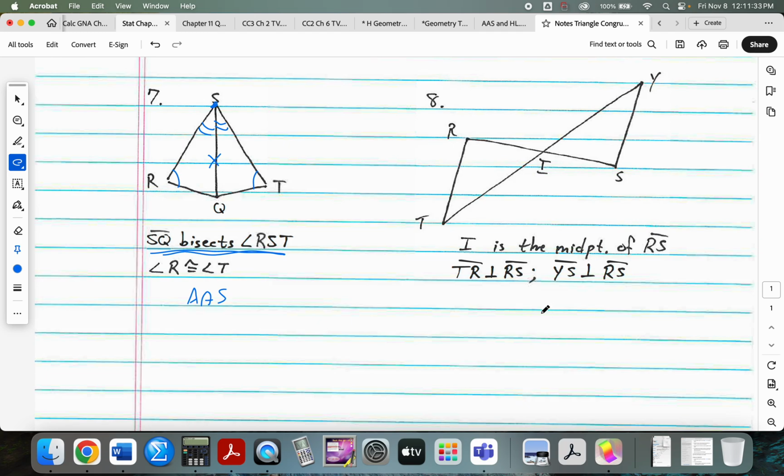All right. Let's go on to this last one. 13, page. So tell me something I can mark on my diagram here. The vertical angles are congruent. Yep, we can do that.